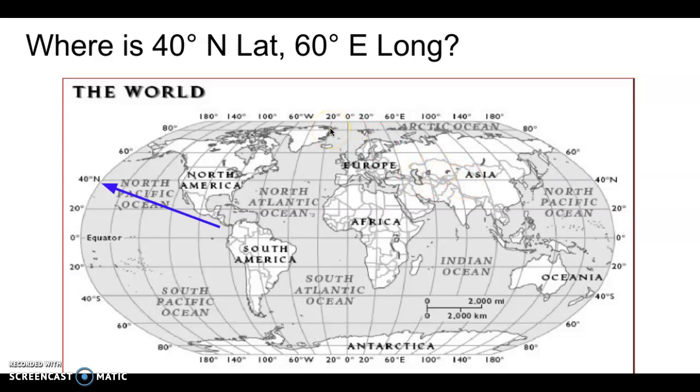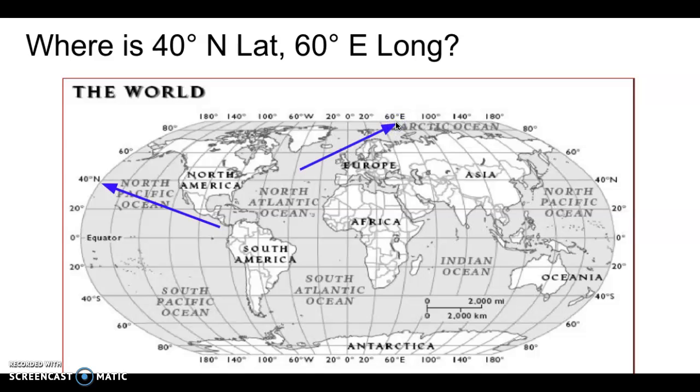So we move on to the next step, which is 60 degrees east longitude. And then once again, you just have to stop yourself from moving over to the east side of the globe and trying to find 60 degrees because these are lines of latitude. We're looking for the long lines, or the lines of longitude. And so if we look on top here, we see 20 degrees east, and then we see 60 degrees east.